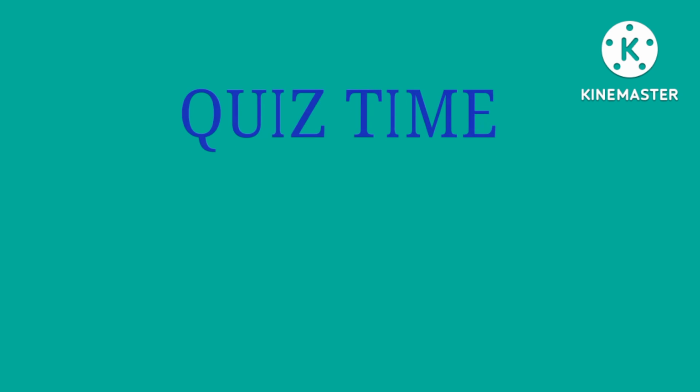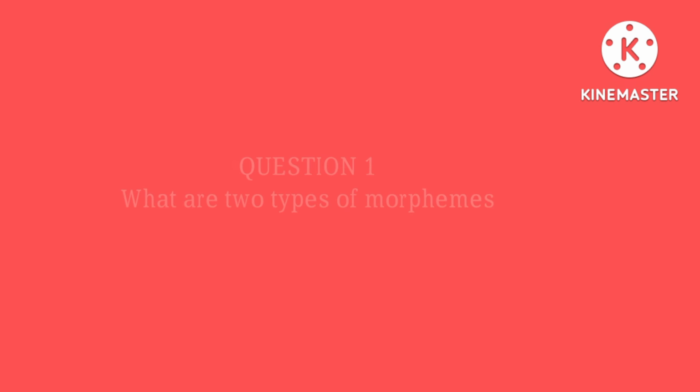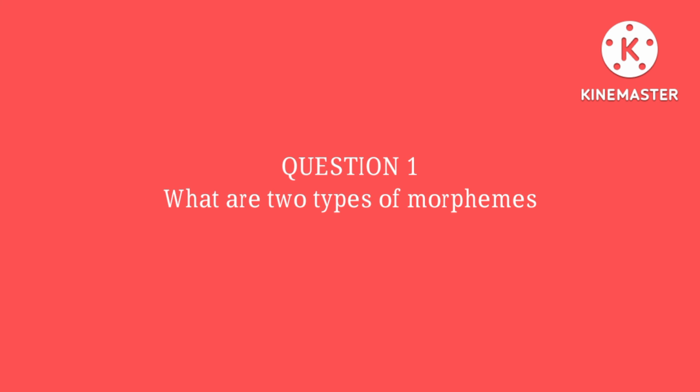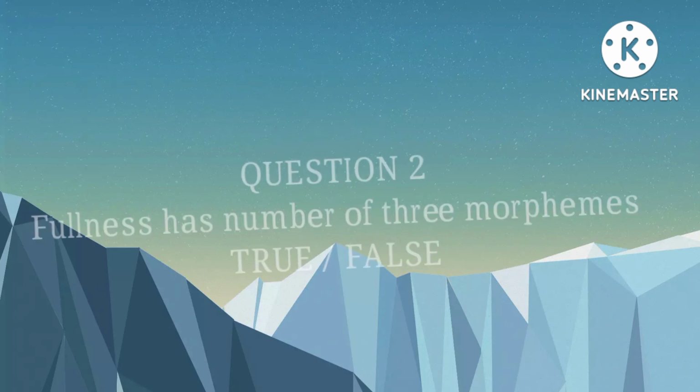Are you getting me? So now we are done with that. We have quiz time. We come to test ourselves on what we have learned. The first question: what are the two types of morphemes? You are going to answer it.